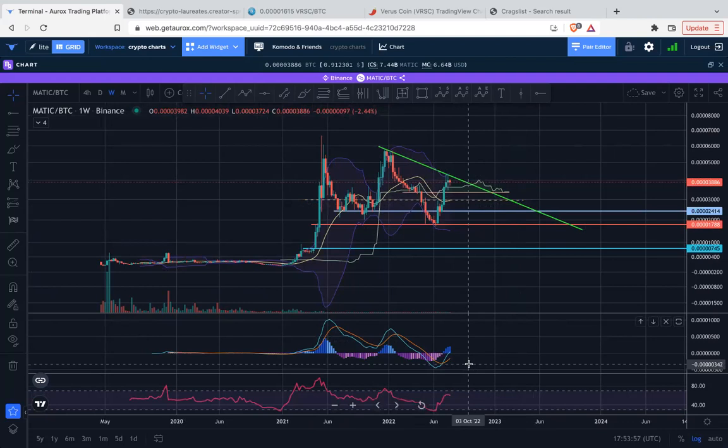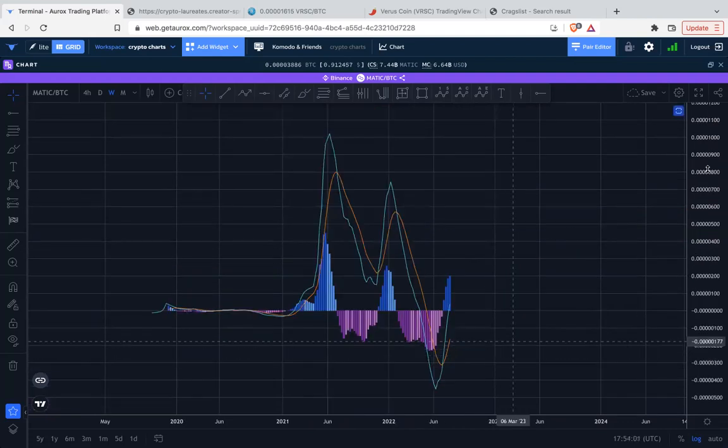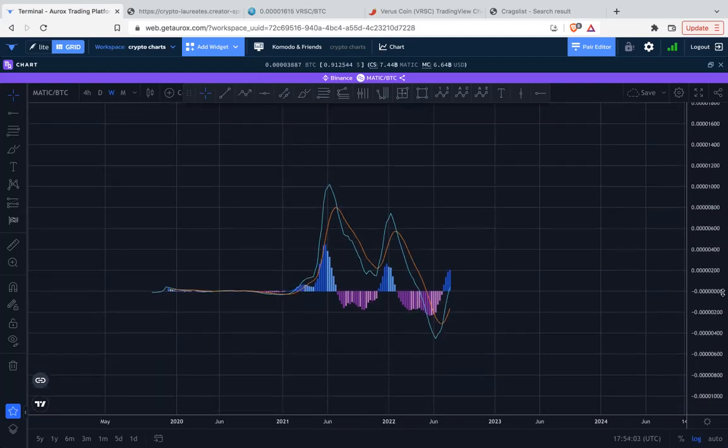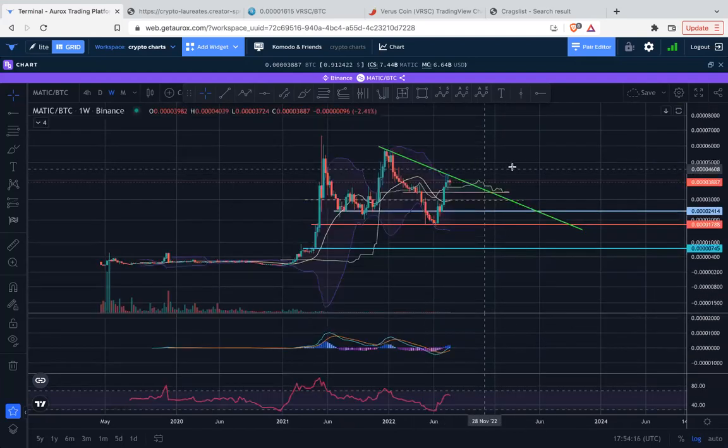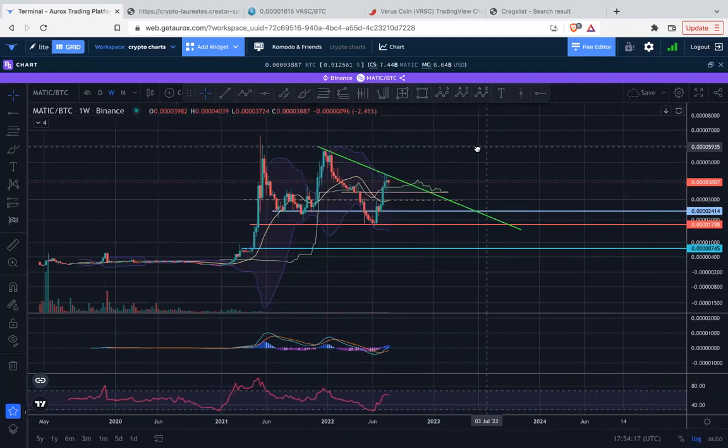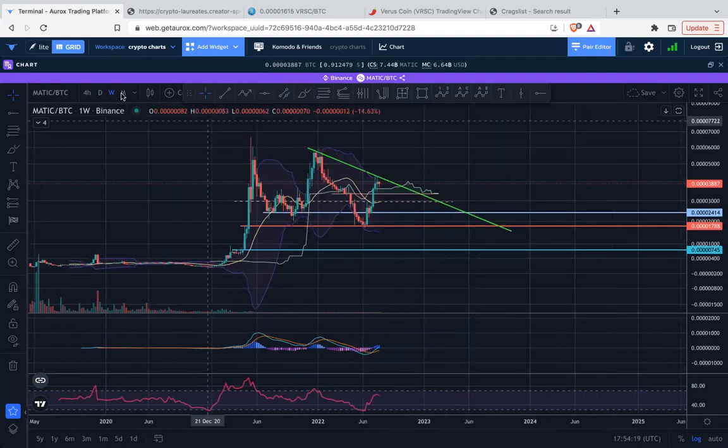But overall, I get the sense that the energy of the momentum does need to balance out. So these peaks possibly getting lower than the previous peak, and the negative momentum kind of balancing out with positive momentum, and we'll see what happens. So that's the weekly price chart.